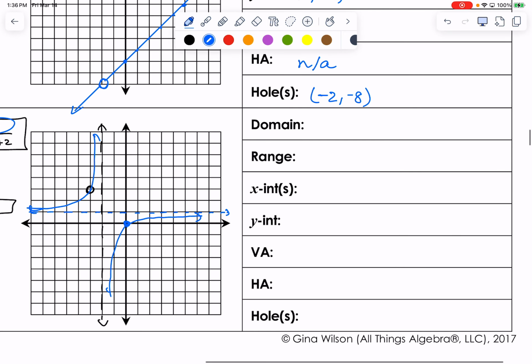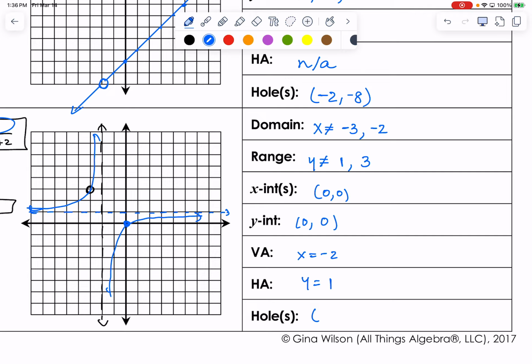All right, domain is going to be x cannot equal negative 3 and negative 2. Range would be y cannot equal 1 or 3. X-intercept we found is 0, 0. Y-intercept was 0, 0. VA was x equals negative 2. HA was y equals 1. And there was a hole at negative 3, 3.